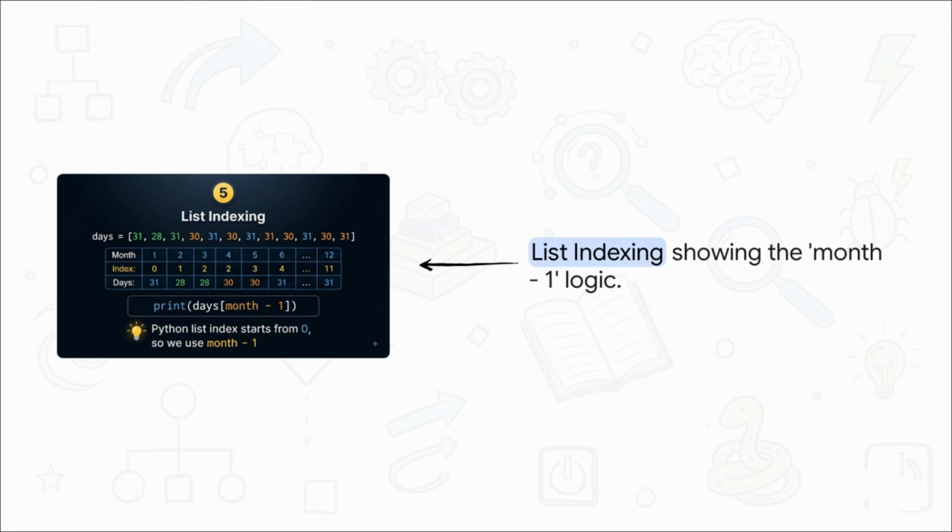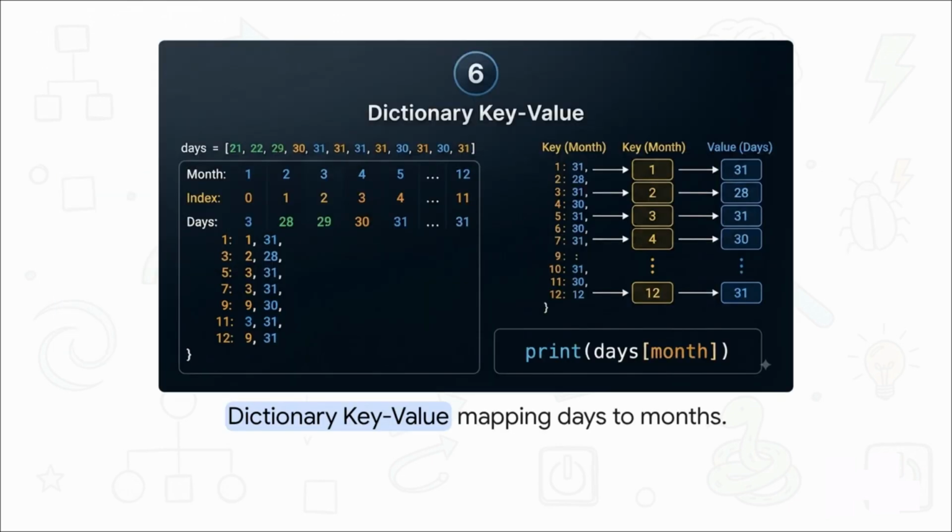You gotta watch out for the math, month minus 1. Why? Well, because we humans count months starting at 1, but Python starts indexing its lists at 0. So to get the days for March, which is month 3 for us, we actually have to check index 2 in our Python list. It's super fast, but you always have to remember that -1 offset, or it'll completely break your code.